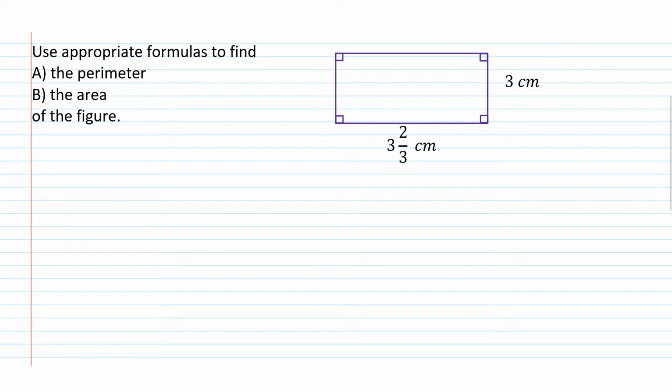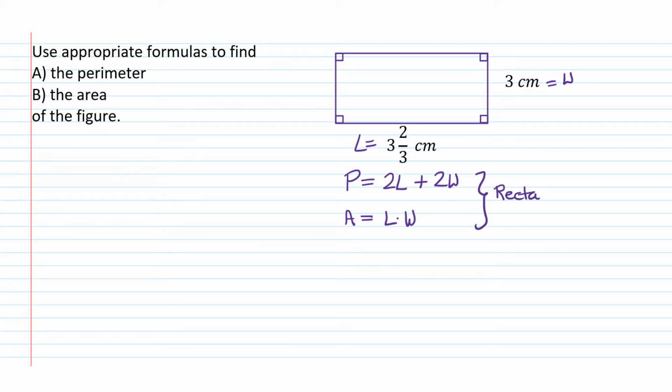First of all, in order to find the perimeter, you have to add up the lengths of all the sides. Let's call this side the length and this side the width. So the perimeter is going to be 2 of the lengths plus 2 of the widths. And when we go to find the area, that's just going to be length times width. Again, I know this because this is a rectangle.